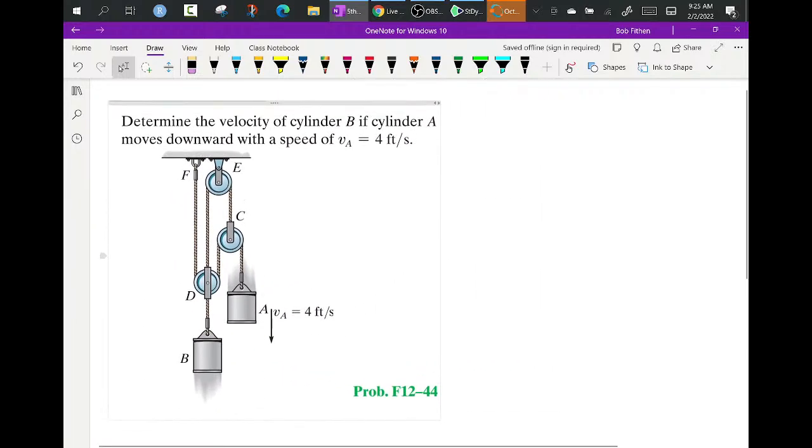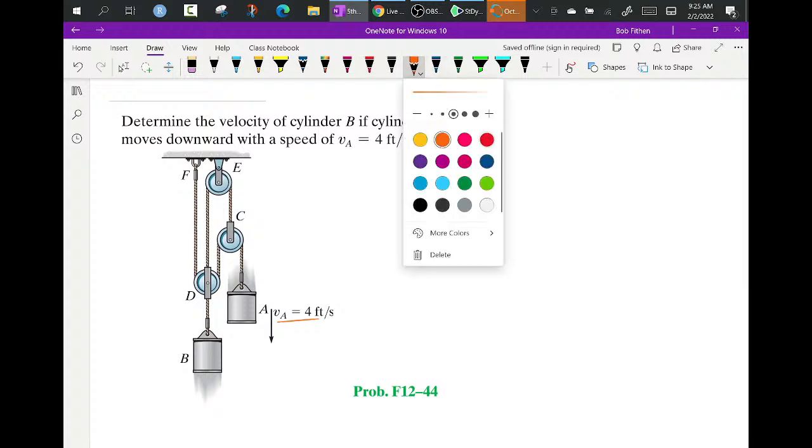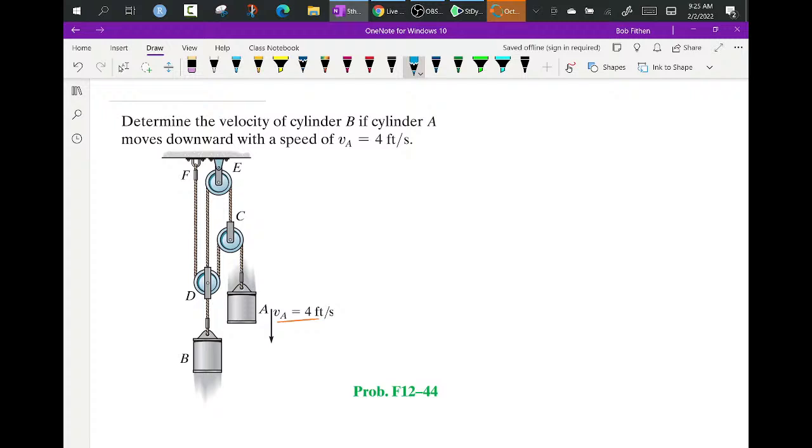Okay, so he says, determine the velocity of the cylinder B if the cylinder A moves downward at 4. So if it moves downward at 4, the first thing you got to do is just look at the length of the rope.